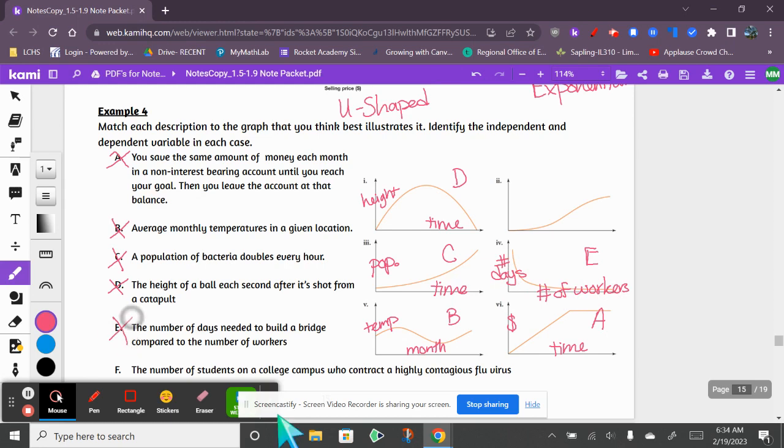So that gives us this last one as F, which is the number of students on a college campus who contract a highly contagious flu virus. So we have the amount of time, and then we have the number of students, which does look very similar to things that we saw with COVID and such.